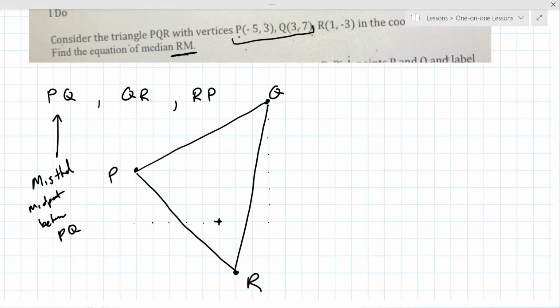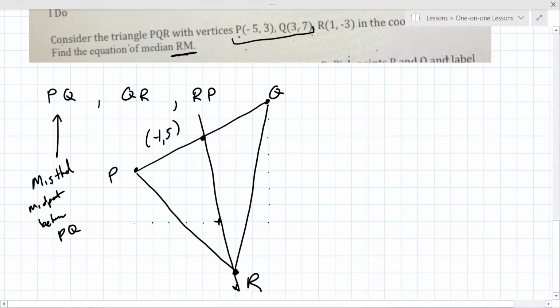I got negative 1, 5. And that's pretty reasonable because that point right there looks like negative 1 comma 5. So we're trying to find the equation. Actually, I'm going to write it in a slightly different place. Negative 1 comma 5. We're trying to write the equation of the line through R that goes like that. That line is what we're trying to find the equation of.